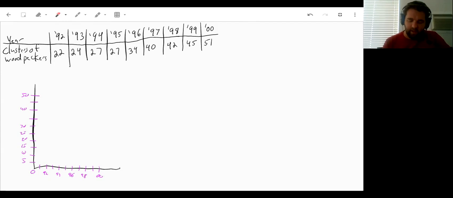So 92, we have 22 clusters of woodpeckers. So that means we're going to have about there. 93, we're up to 24. 94, we're up to 27. 95, we're still at about 27. 96, we are up to 34. 97, we are up to 40. 98, we are up to 42, so just slightly higher. 99, we're up to 45. And 2000, we're up to 51.